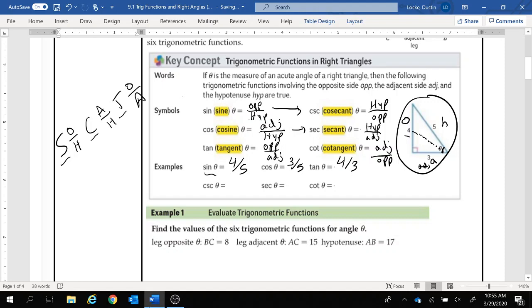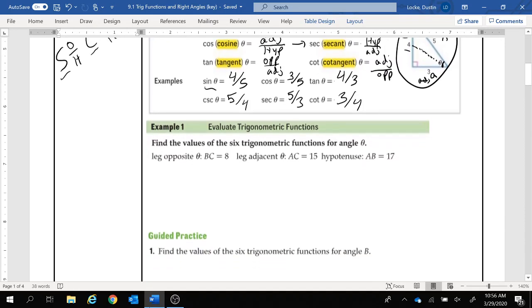Now, once you have those 3, usually the shortcut is I just flip the original 3 functions, right? So this one will be 5 over 4. This one will be 5 over 3. This one will be 3 over 4, right? Super simple. Really, the only complicated part there is just remembering which ones pair together. It just takes practice, but that's essentially it.